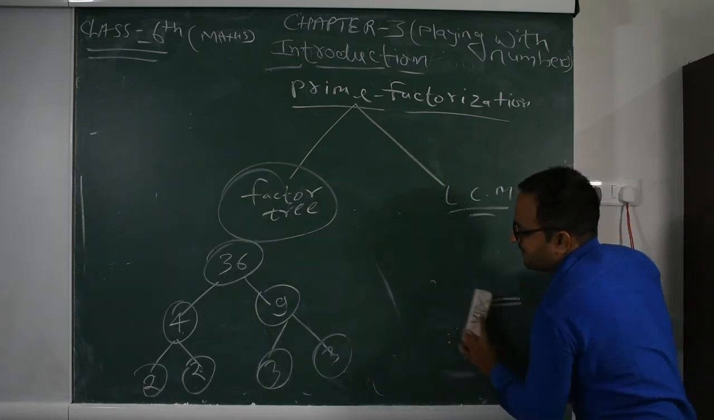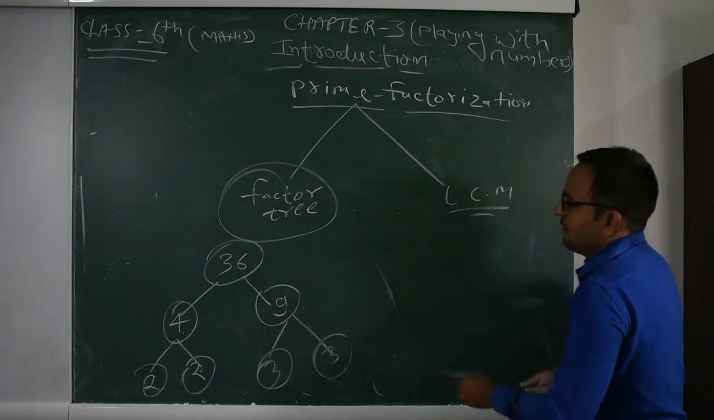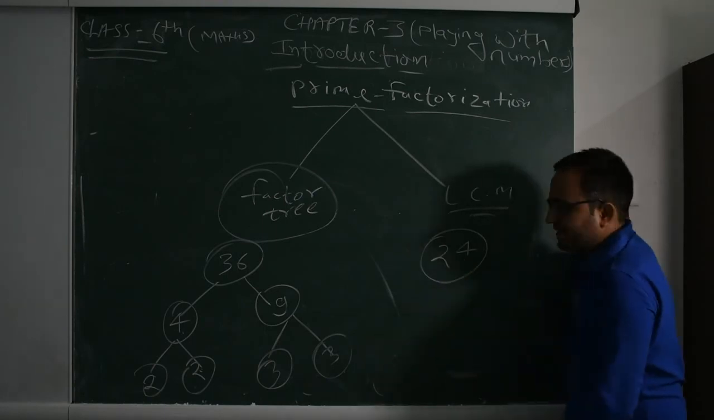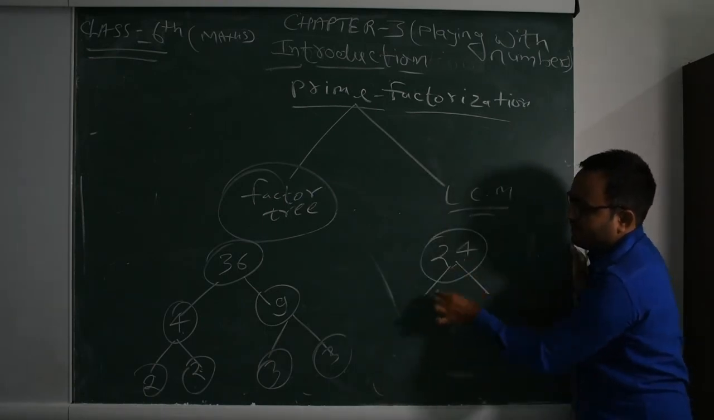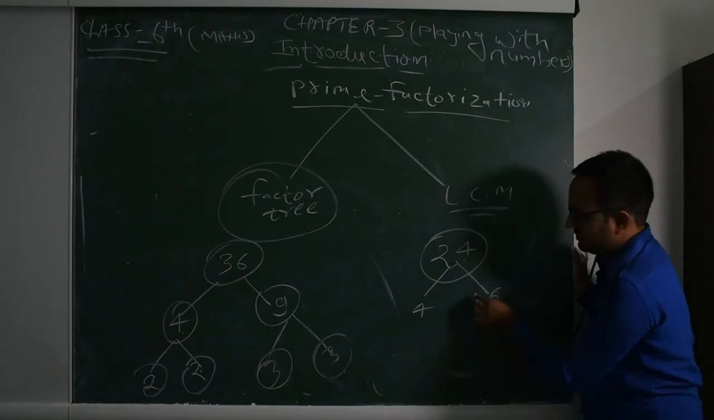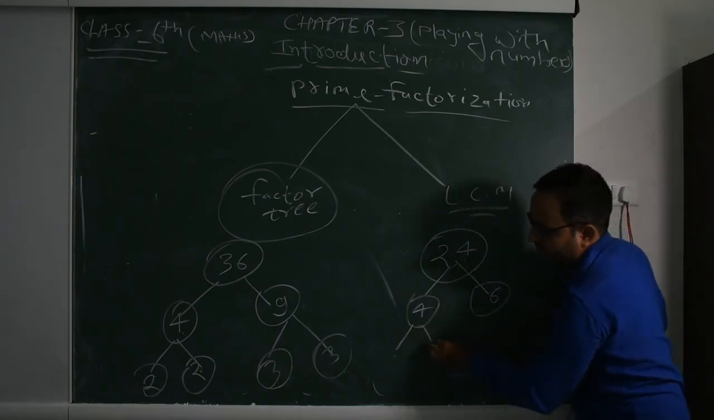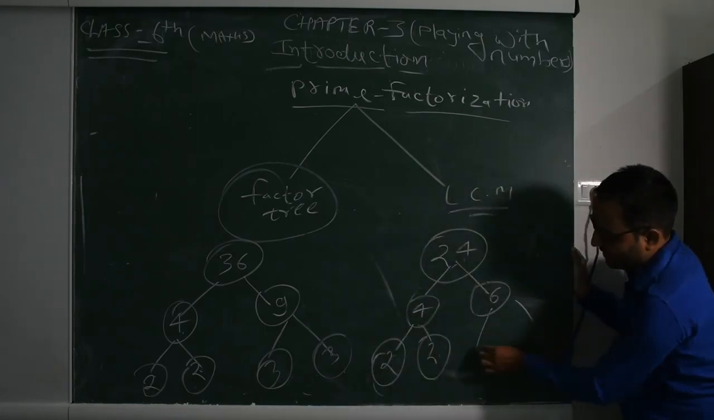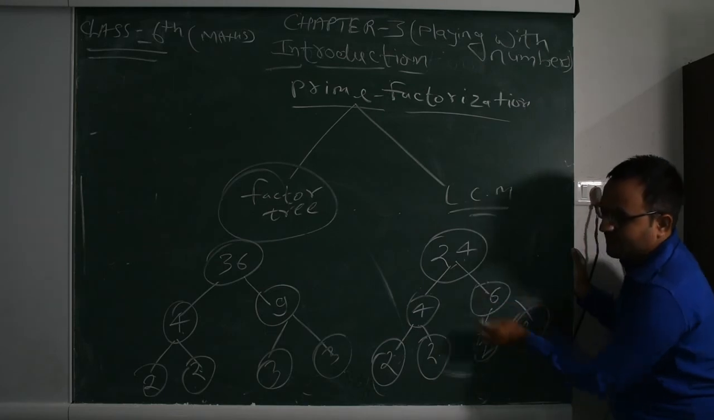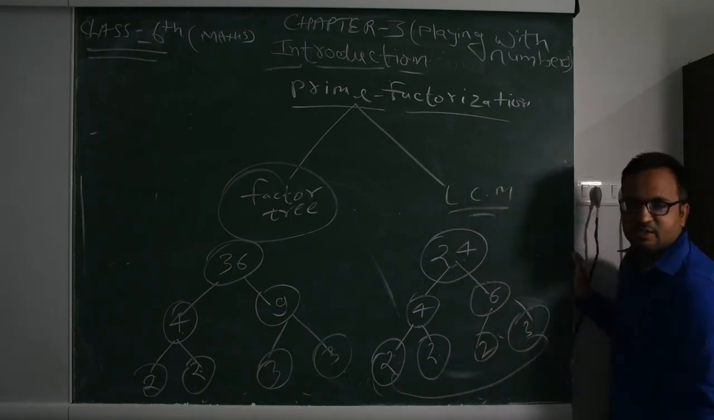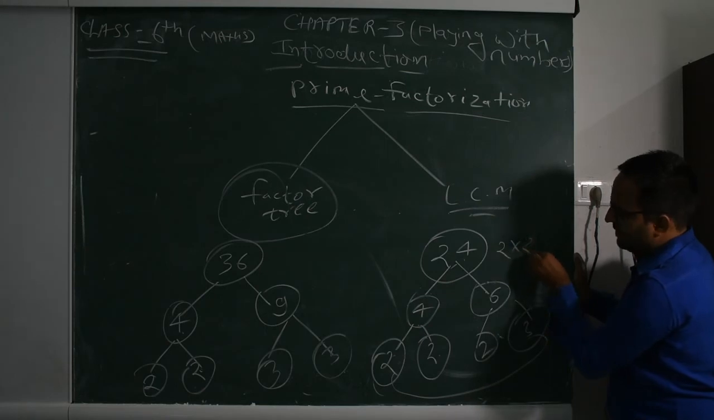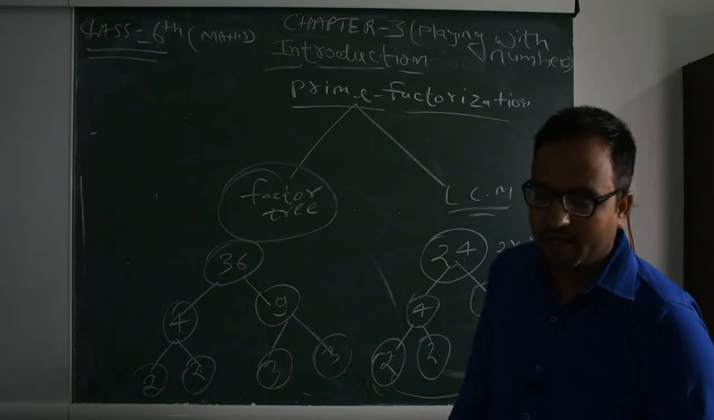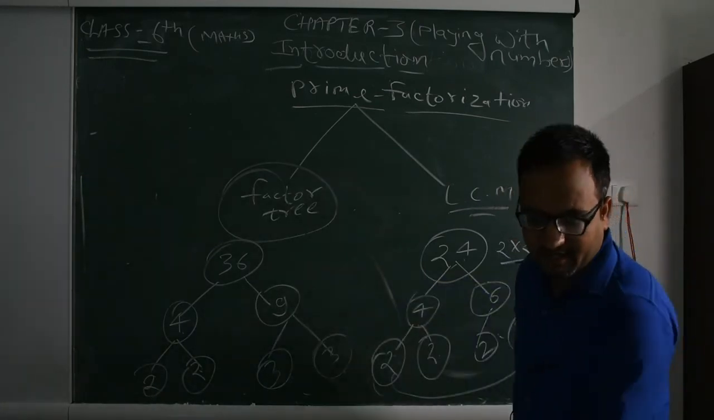Now we take another example: 24. Now we find out the factors of 24. For this, 4 sixes are 24. Further, 2 twos are 4 and 2 threes are 6. Now all these numbers are prime numbers, so we write 2 into 2 into 2 into 3 as the factors of this number. So this is the factor tree method.